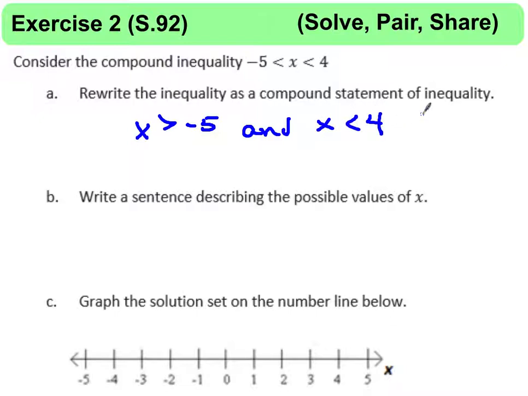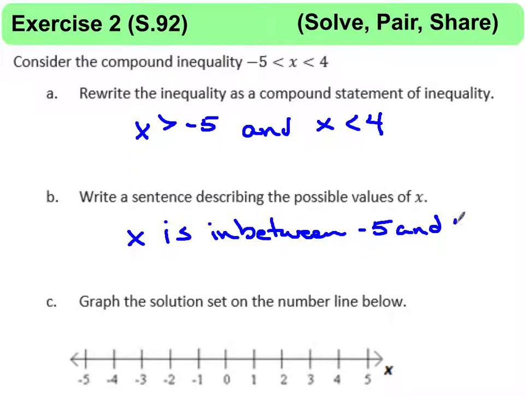as two individual statements. Then in part B, the students may write something along the idea that x is in between -5 and 4. When we come down here, we find -5, which is right here. It'll be an open circle, and then at 4 we have an open circle here, and the student just needs to shade in between the two.